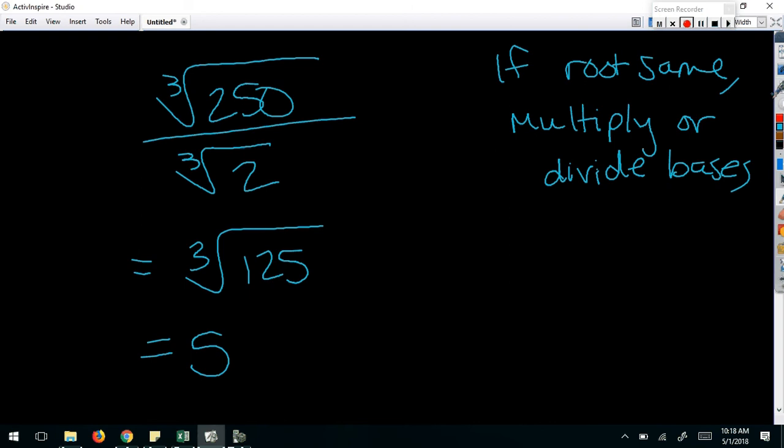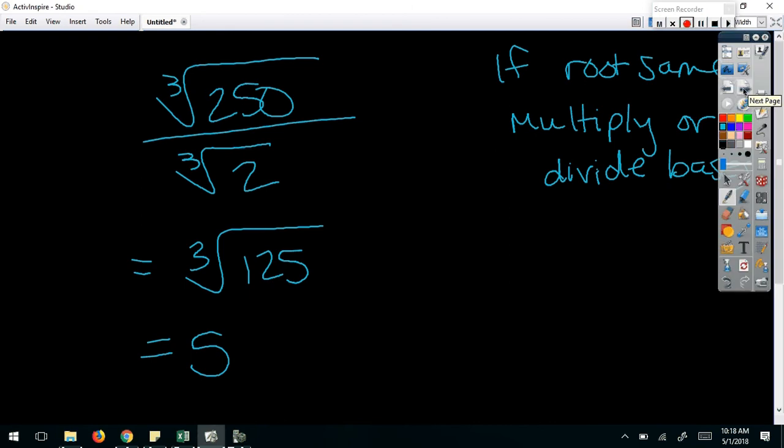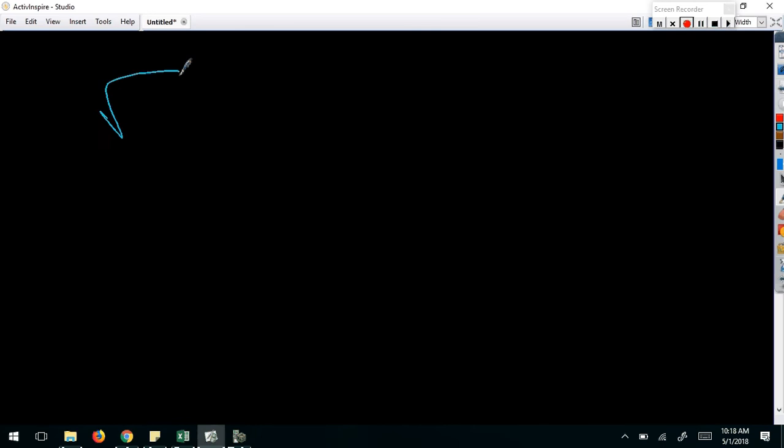All right, let's try another. Simplify. I don't have a root there. What does that mean the root is? 2. If it's not there, it's 2. It's a square root, back to the original square roots that we used to talk about. If it's not written, it's always a 2.